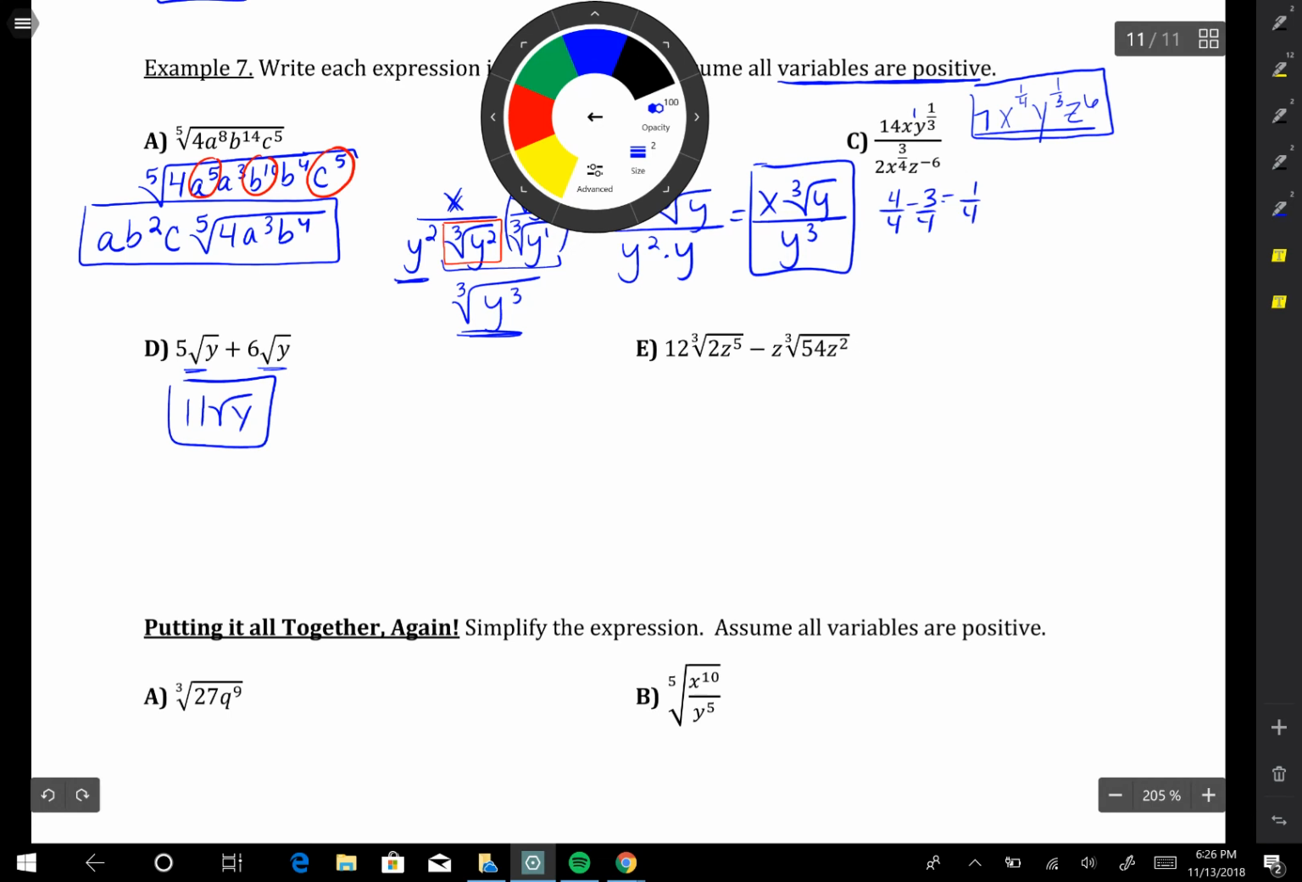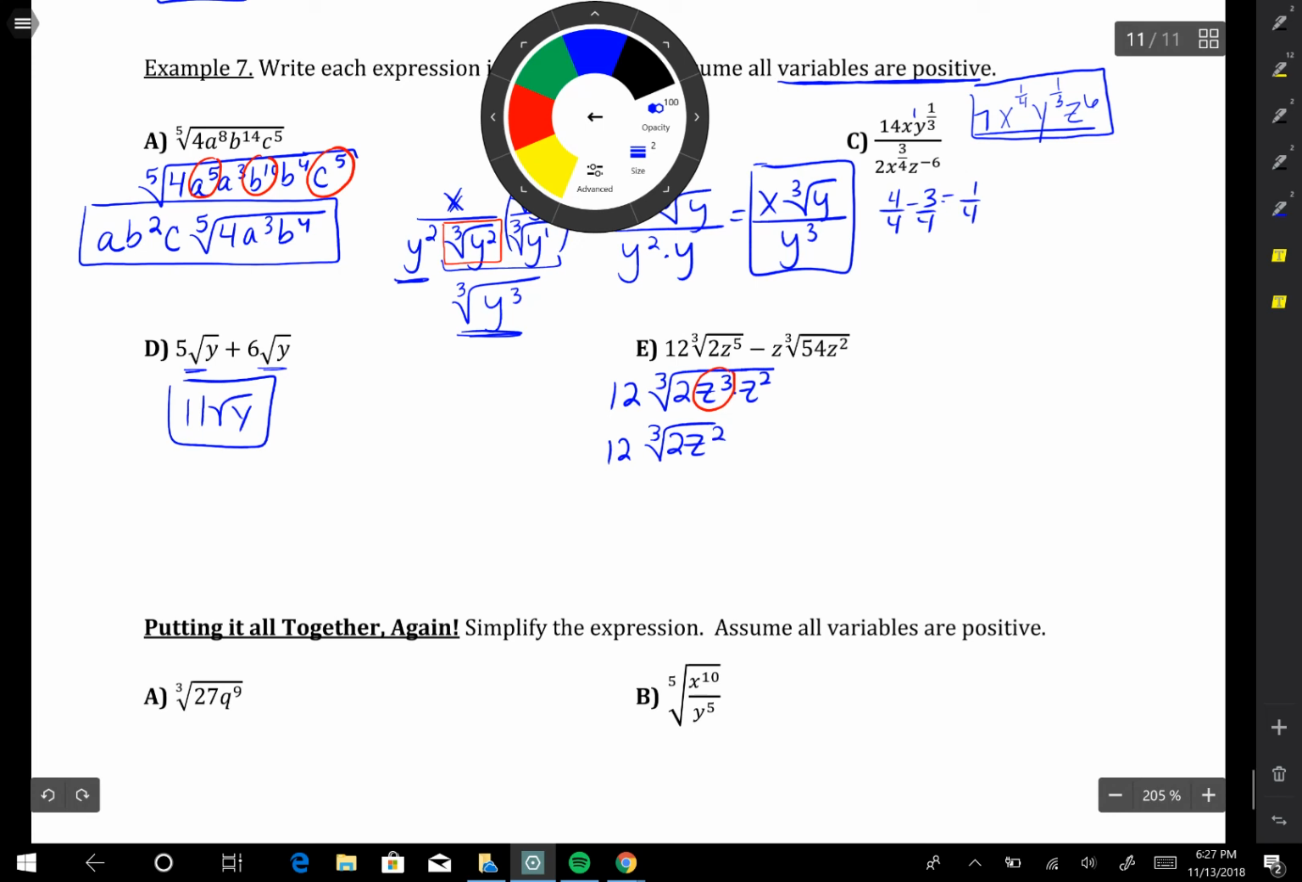And finally, I have 12 times the cube root of 2z to the 5th minus z times the cube root of 54z squared. Unfortunately, these don't have the same thing under the radicals like D did, so we have to figure out if we can simplify these radicals to be able to combine them. So I have 12 out front here, and I have the cube root, so I could rewrite this as 2 times z cubed times z squared, because that means I can take a z out. Okay, so that would be 12 times the cube root of 2z squared.